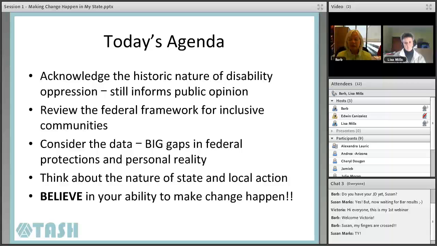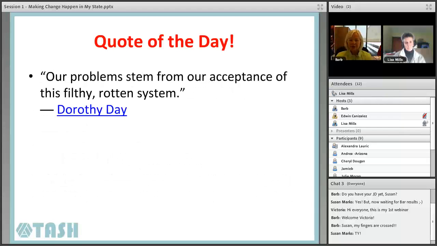We'll look a little at the nature of state and local action. And finally, we'll just talk a little bit about the power that you really have at your fingertips when you're involved with TASH members at the local level.